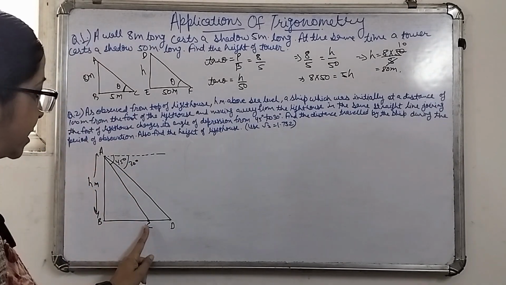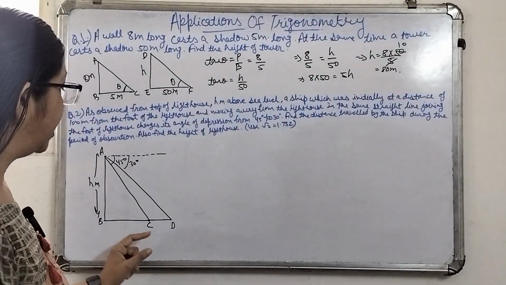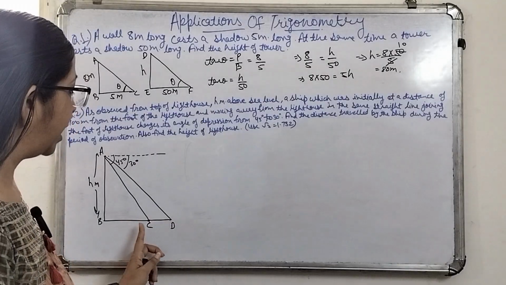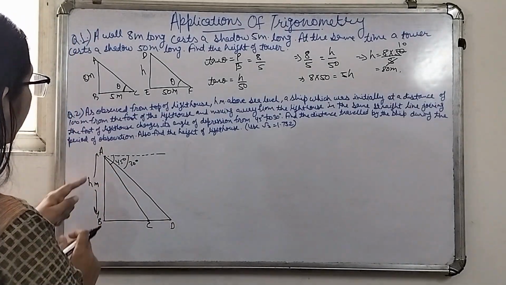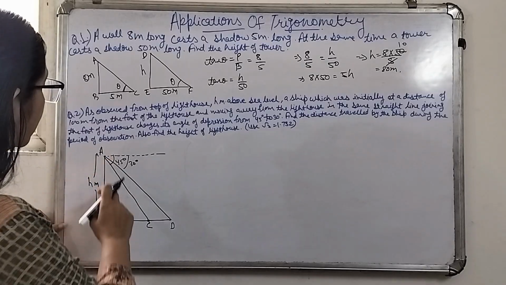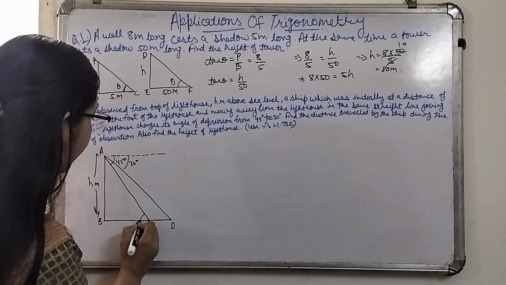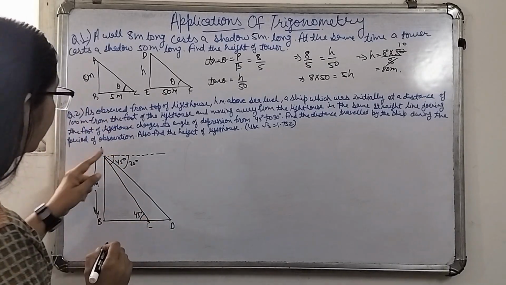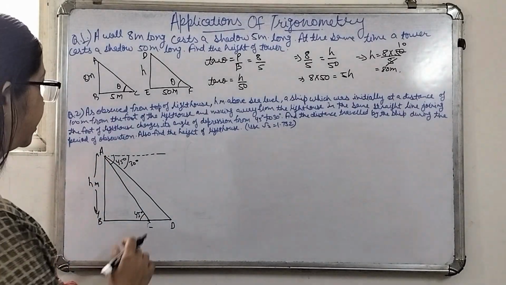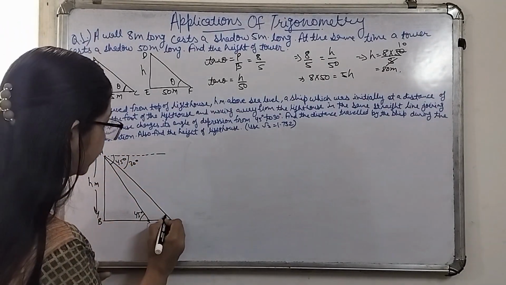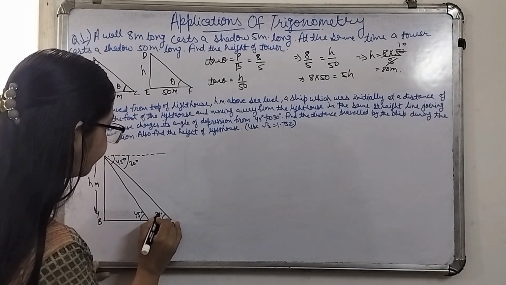Initially, the ship was at C position, then it kept on moving in this direction and the position of the ship changes from C to D. Initially, the angle of depression was your 45 degree. So if this is 45 degree, this angle will even be 45 degree because we know that these are parallel lines and they will be your alternate interior angles. If this angle is 30 degree, this angle will even be 30 degree.